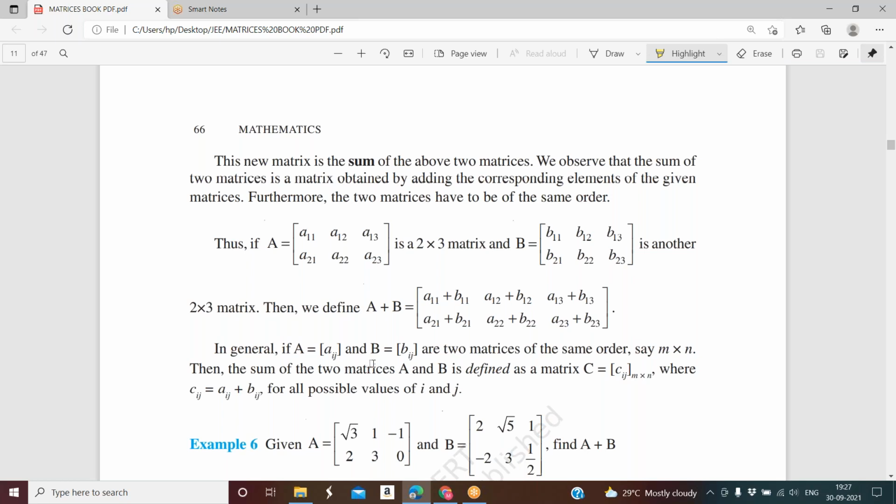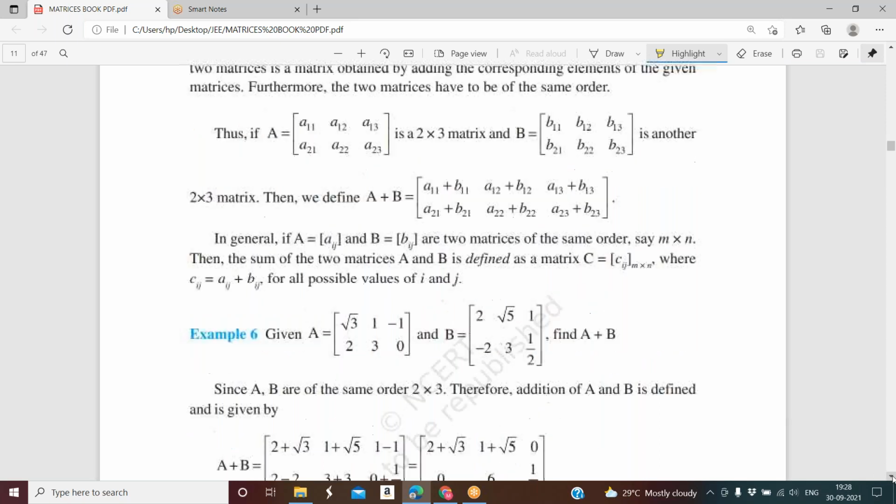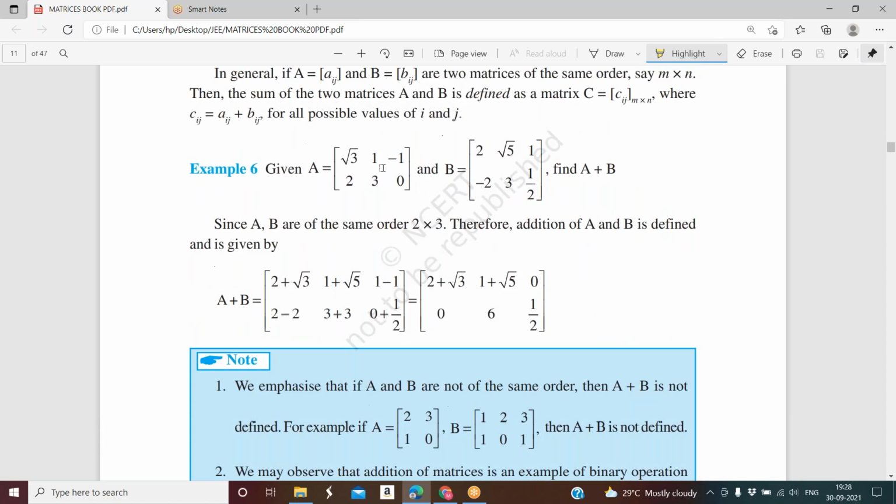So in general, if A and B are two matrices of the same order, then the sum of the two matrices is defined as a matrix. The sum of two matrices A and B is also a matrix, denoted by the letter C. It's a matrix Cij of order m by n, where Cij is Aij plus Bij. That is, A11 plus B11 will give you C11. Okay. An example is given here. A is a matrix of 2 by 3, 2 rows and 3 columns.